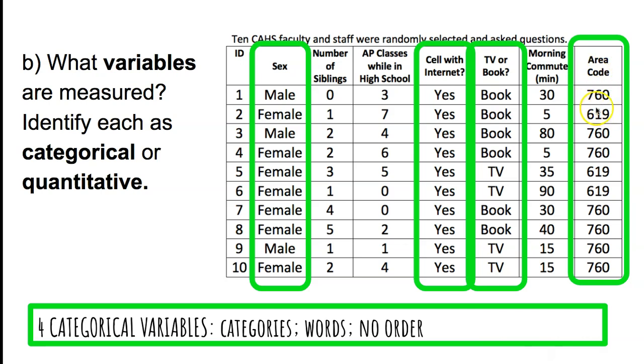Maybe you thought area code, since it's a number, should be a quantitative variable. But area code is really representing a geographical region. So it doesn't make sense to average area codes. It doesn't make sense to put them in order and find the median area code. You would just count how many area codes are 619 area codes. And there are 3 out of 10 that are 619 area codes. So even though area code is a number, it's really a number that represents a category.